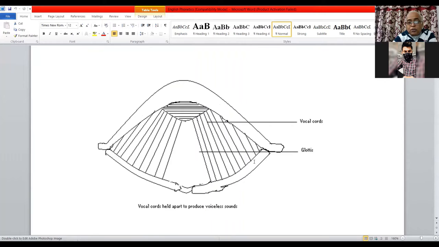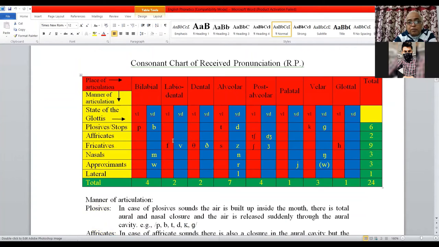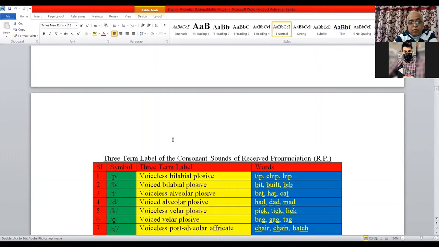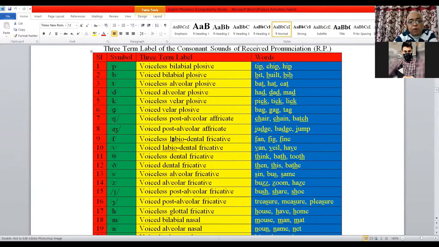Vocal cords, normally you are not asked to draw. If you are asked to draw, you can draw it like this. Consonant chart, no one will ask you, except they will ask you the three term labels. These are the three term labels.